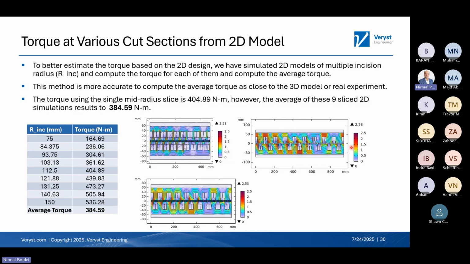But once you have the model set up correctly, you should be able to just run a few more iterations. That should change and automatically compute the torque for each of them. So what we found is the average torque is like 384 Newton meter. This is before the optimization. And then after optimization, we did 404, as I mentioned.